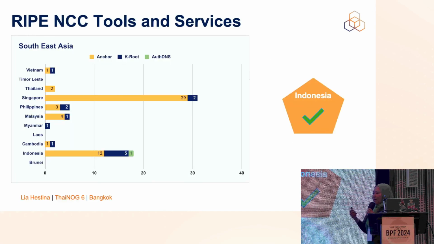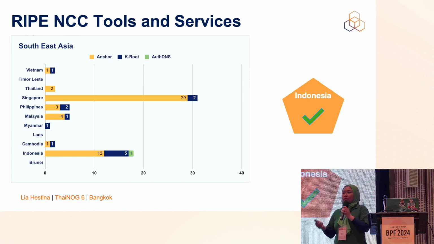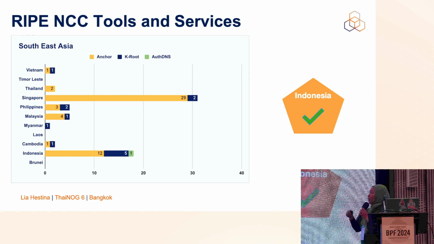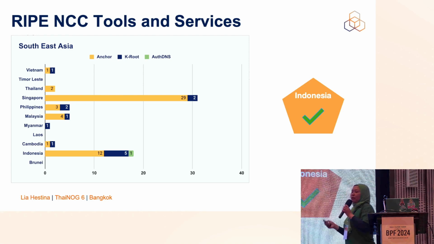So in the beginning of this presentation, I mentioned that RIS develop tools in order to help and to support network operators. So anchors, I already mentioned, this is similar to probes. And we have K-routes. This is the deployment that we have in Southeast Asia. And the last one is auth-DNS. This is the servers that we have that we would like to expand.